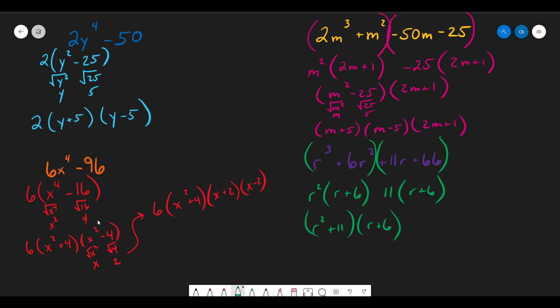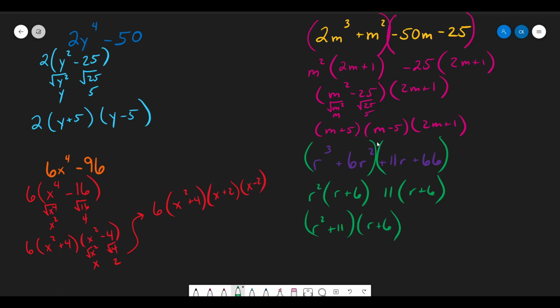But then I look at this one again, binomial with a minus in the middle. Square root of x squared is x, square root of 4 is 2. This can get factored again to x plus 2, x minus 2. So this one kind of included a lot of different factoring here. And then for the last one, I gave you a nice little easy one here.